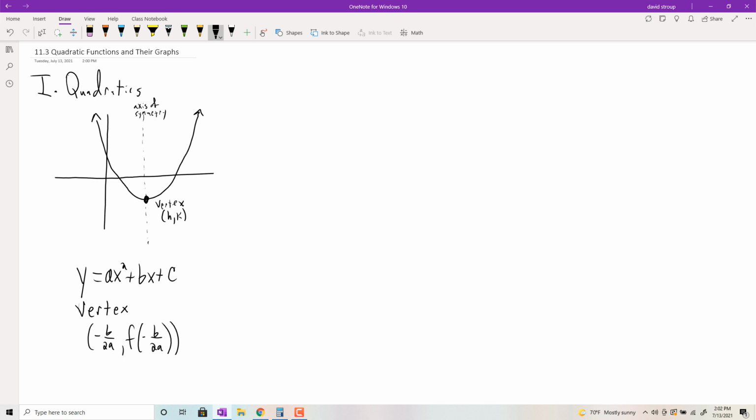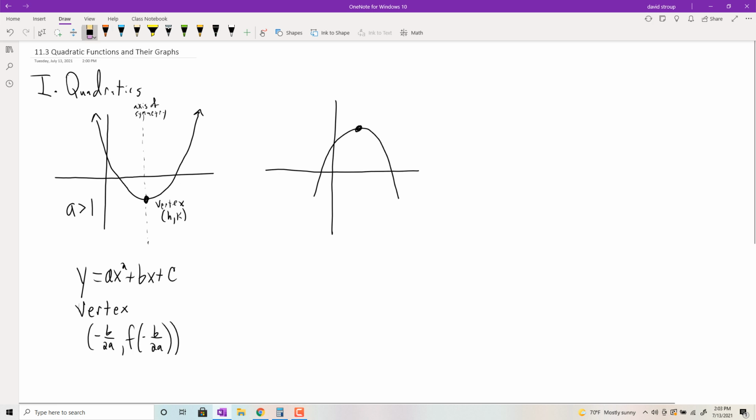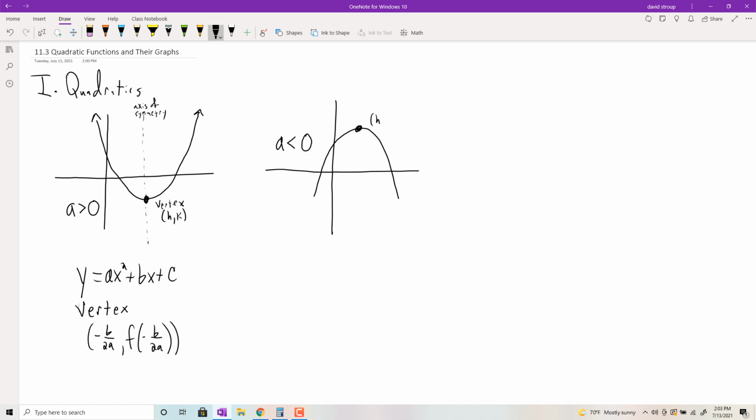This concave up version is when the a value, the leading coefficient, is positive. It'll be concave down, or kind of upside down, in this direction, when the a value is negative. So I shouldn't have put 1, I should put greater than 0, so as long as it's positive. And in the second case, that's when the a value is less than 0. Again, the vertex will be given the name h comma k, and there'll be this axis of symmetry going straight through that point.